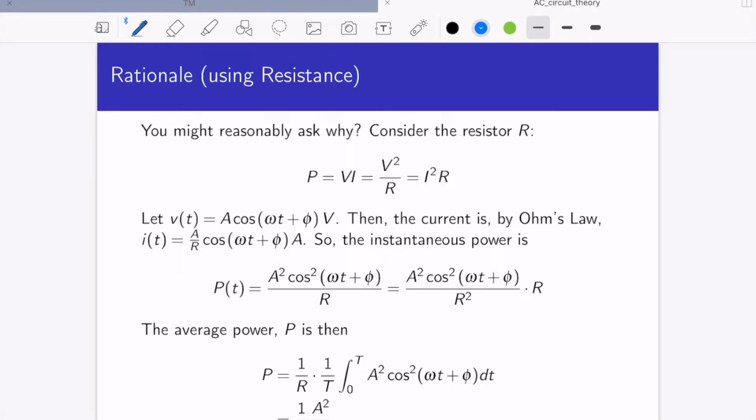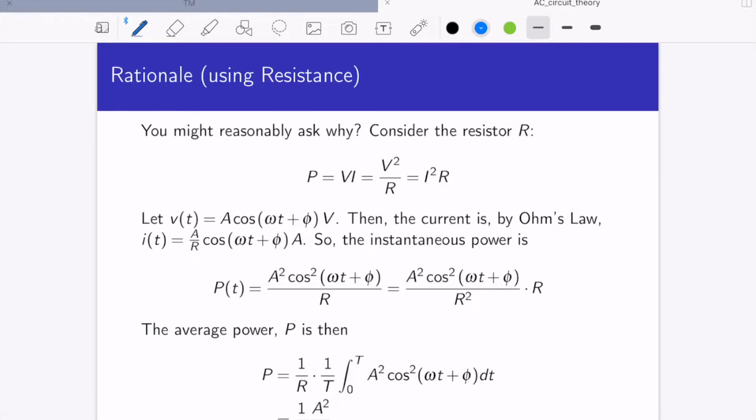But I also want to give you another way of measuring voltage, power, and current, and that's what we will call RMS. Let me give you an explanation of why. Think back to how a resistor works. The power consumed by a resistor is equal to the voltage across the resistor times the current through the resistor. So P is equal to VI.